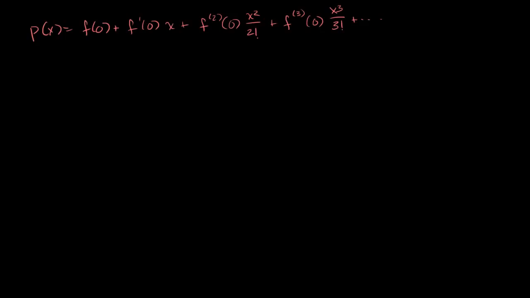Now let's do something pretty interesting. This will, to some degree, be one of the easiest functions to find the Maclaurin series representation of. But let's try to approximate e to the x. f of x is equal to e to the x.